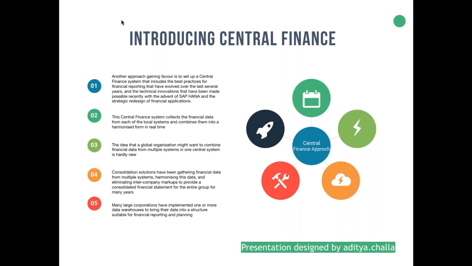The strategic redesign of financial operations: the central finance system collects financial data from each of the local systems and combines it with harmonization for a real-time structure. A global organization might want to combine financial data from multiple systems into one central system, in central finance applications. Consolidation solutions gather financial data from multiple systems, harmonize these data and eliminate intercompany markups to provide consolidated financial statements for the entire group. For many years, many large corporations have implemented one or more data warehouses to bring their data into a structure suitable for financial reporting and planning.